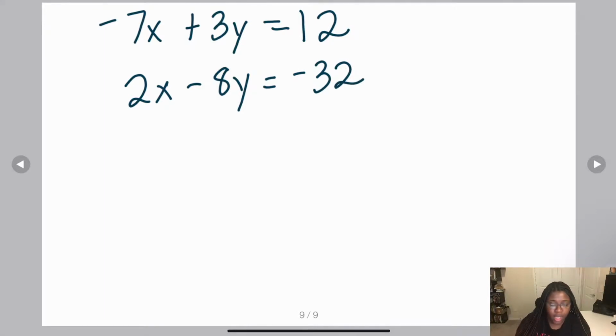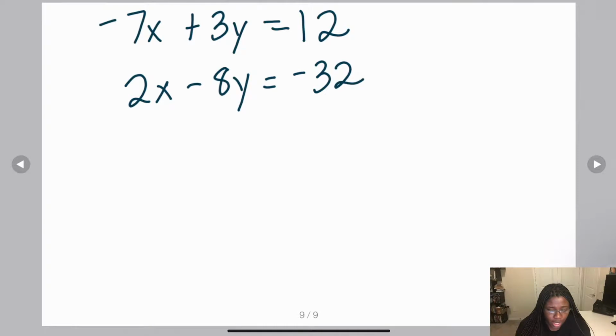Okay. So this one's a bit trickier, but still the same concept. We're going to use elimination. The reason why we know that is because we have our x's and y's on the same side of our equation. And yeah, that's the best way to tell.